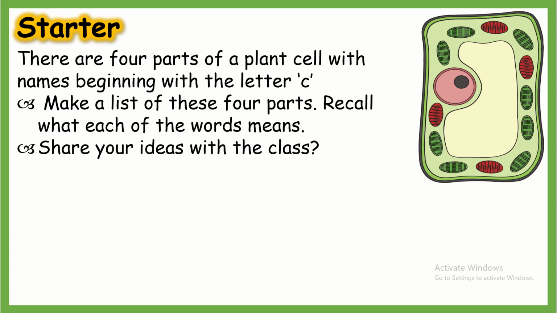Now we are starting our lesson with a small question. You can see a plant cell on the screen. Now there are 4 parts in a plant cell whose name began with letter C, as we have already discussed plant cell, so you must know what are those names. Now you have to make a list of these 4 parts, recall what each of these words means, and after that share your ideas with the class. So pause the video, think about it and do this question.